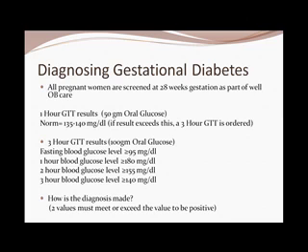So, if their fasting glucose level is greater than or equal to 95, if their 1 hour is greater than or equal to 180, if their 2 hour is greater than or equal to 155, or if their 3 hour is greater than or equal to 140 milligrams per deciliter, we would be suspicious.